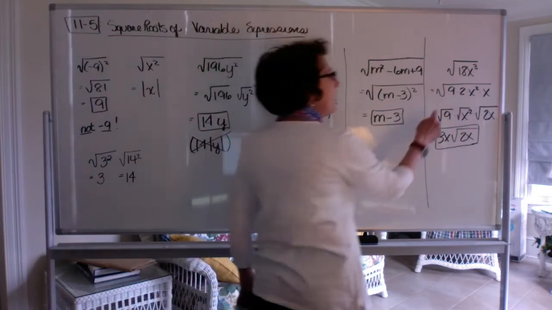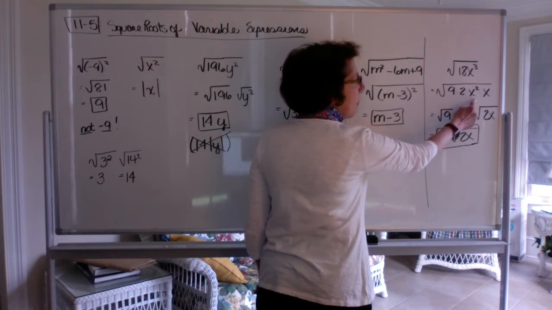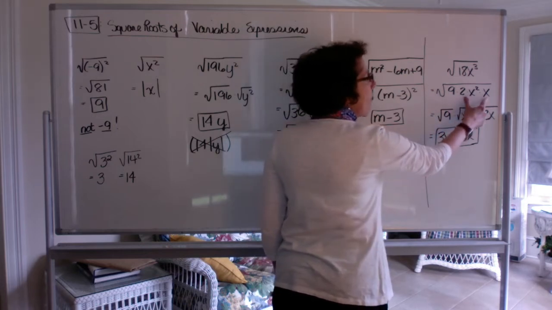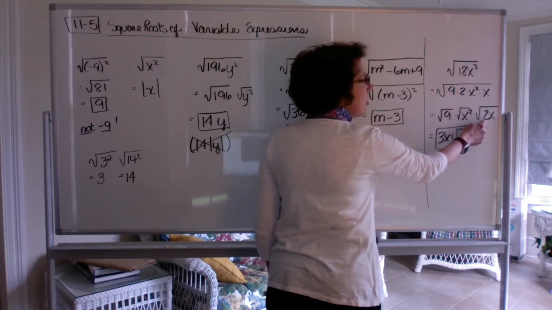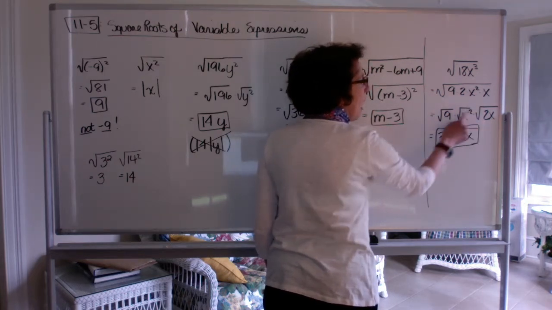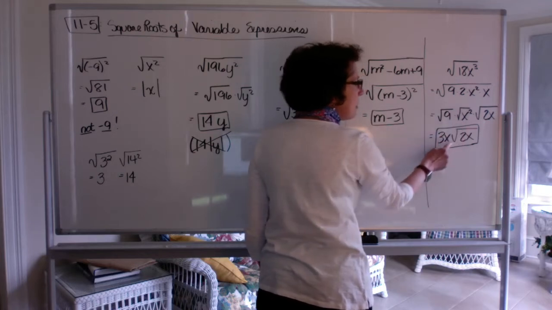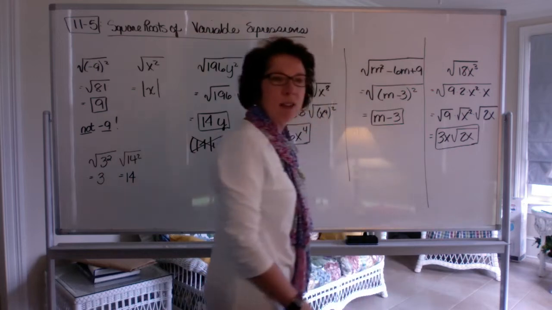So let's break this down. The square root of 9, and I'm going to put the square root of x squared. I'm putting my perfect squares out front. So what am I left with here? A 2 and an x. So 2x is just going to be under the radical here. Now, the root of 9 simplifies to 3. The root of x squared simplifies to x. And I'm left with that 2x as the radicand.